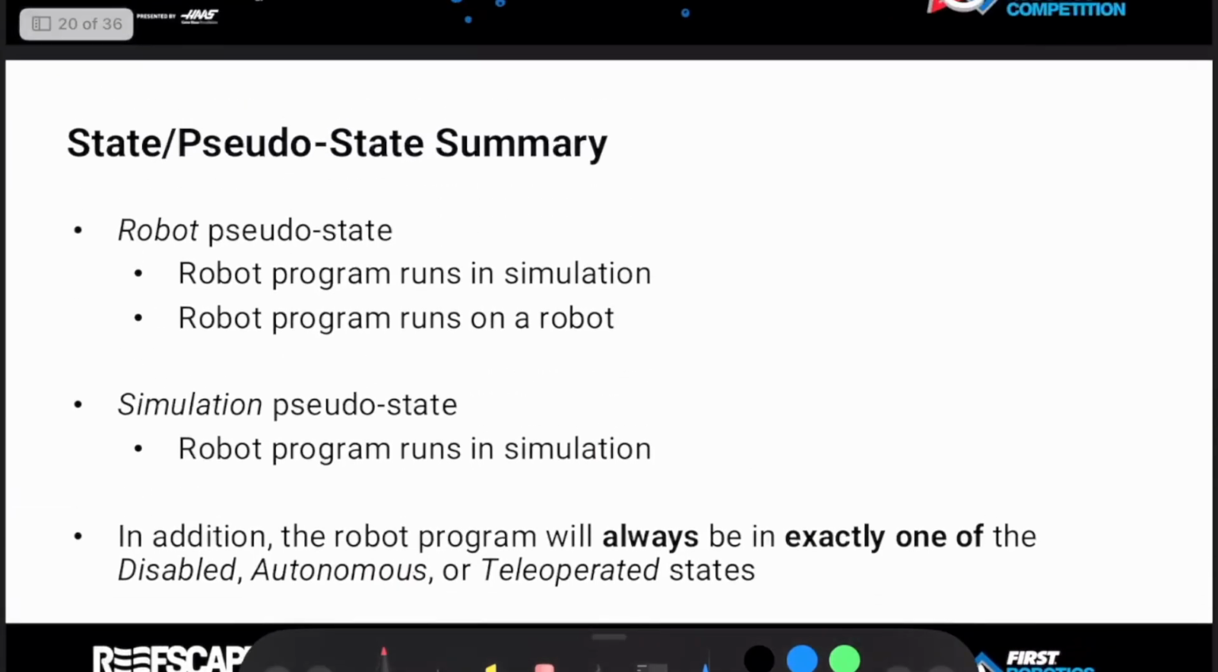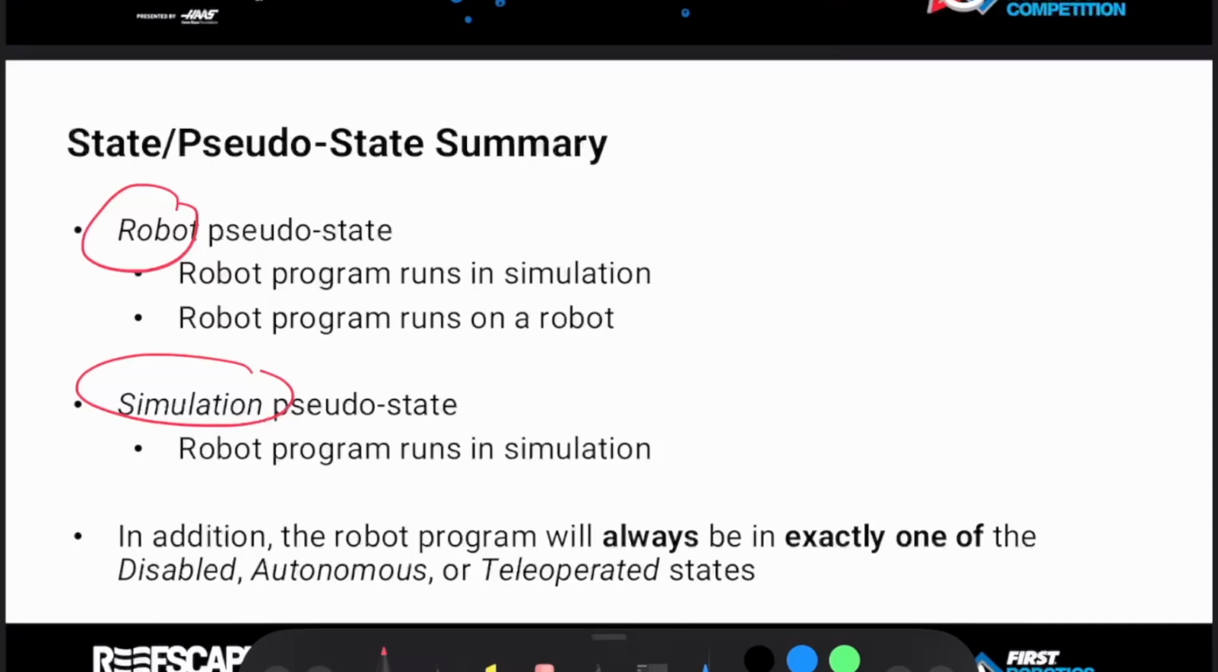One is called the robot, right? The robot is always a robot. Does that make sense? So it is always in the robot pseudo state. Whether it's a real robot or a simulated robot, it's still a robot. But there's also the simulation pseudo state. Is a real robot simulated? No. But a simulated robot is simulated.